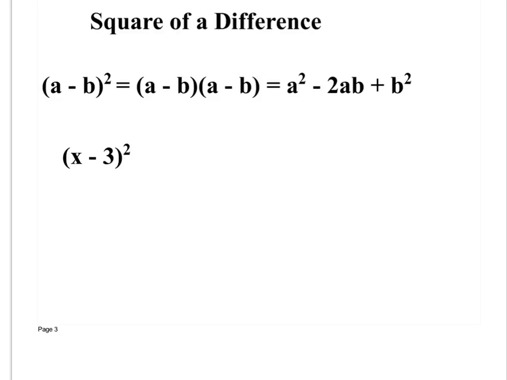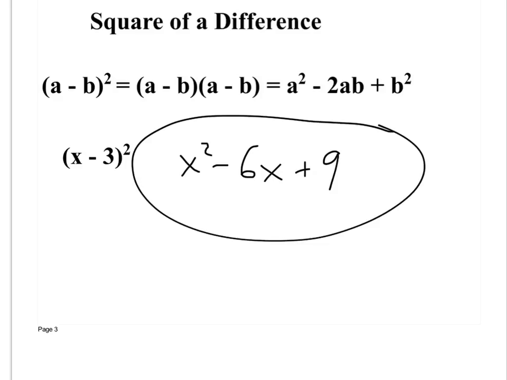So let's do x minus 3 squared. I would do x minus 3 times x minus 3, or I could just square the first one. I do minus 2 times the first one times the second one, which would give me 6x. 2 times 3 times x. And then I square the last one, which would give me 9. There's my answer.